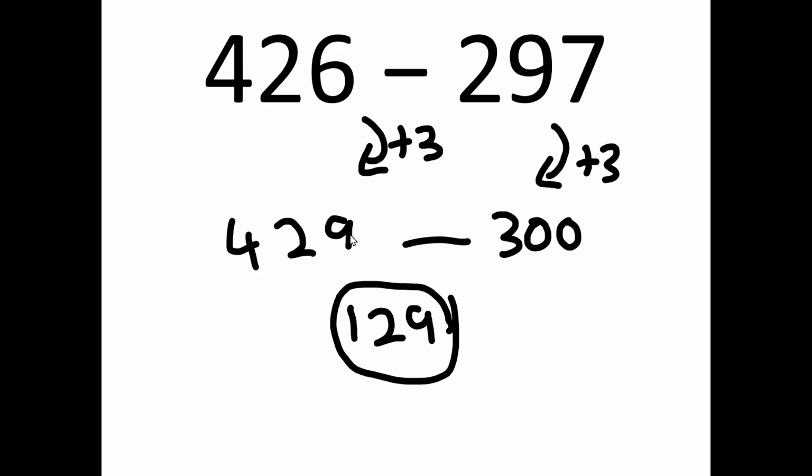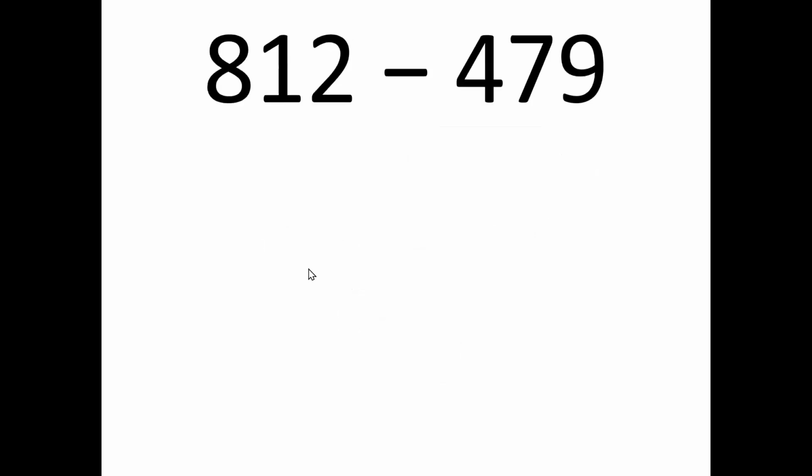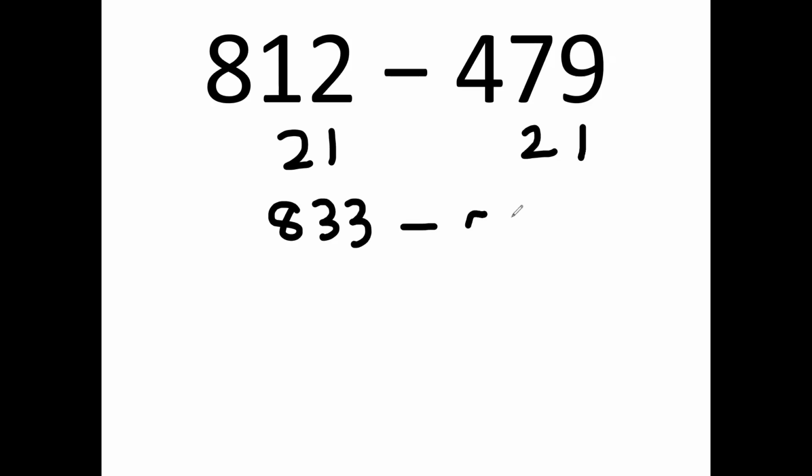Let's go over one more. 812 minus 479. This one is a little bit more complex because you need to add more in order to get to a nice number. You add 21 to 479 and you add 21 to 812. You get 833 minus 500, which means 833 minus 500 is equal to 333, which is the correct answer.